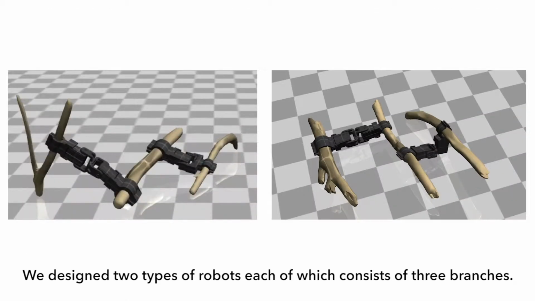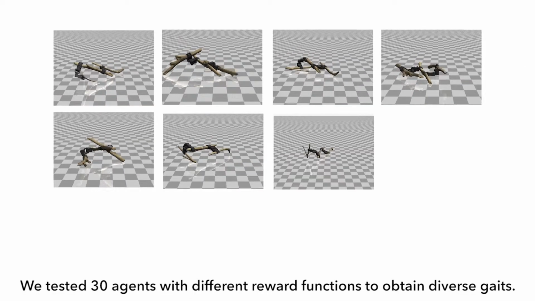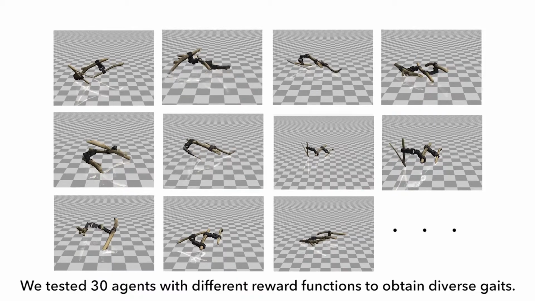We designed 2 types of robots, each of which consists of 3 branches. We tested 30 agents with different reward functions to obtain diverse gaits.